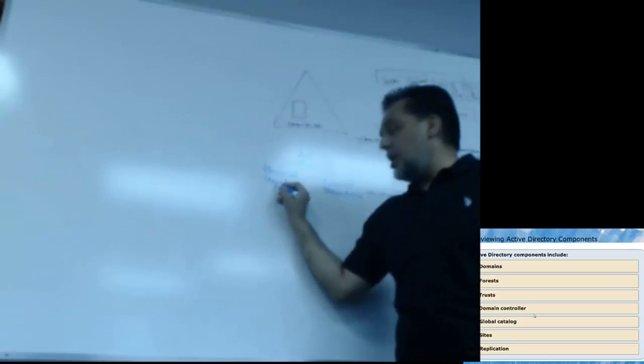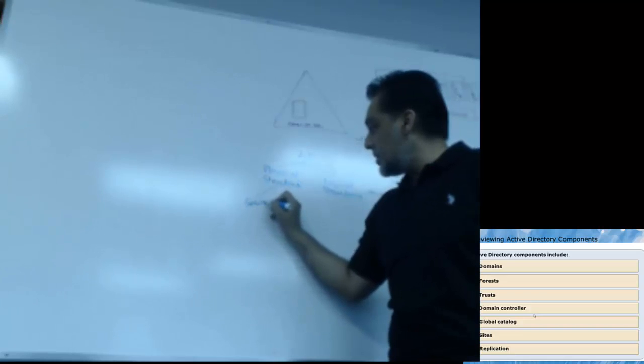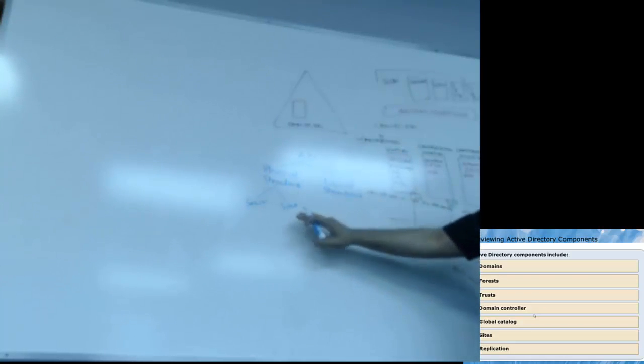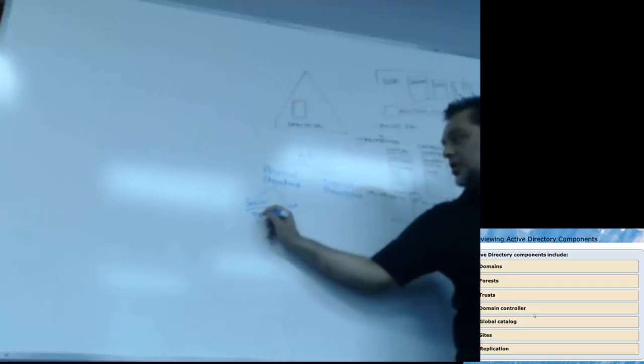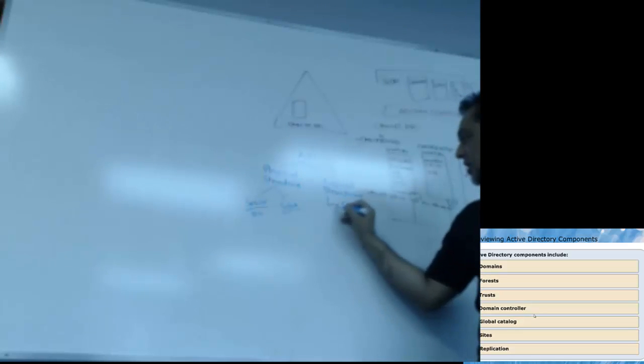Physical structure and logical structure. Physical structure has two parts, which are servers and sites. Servers are domain controllers, and sites refer to the physical locations where Active Directory is. And the logical structure starts from forest, then tree, then domain, and then OU, and then objects, and then attributes.